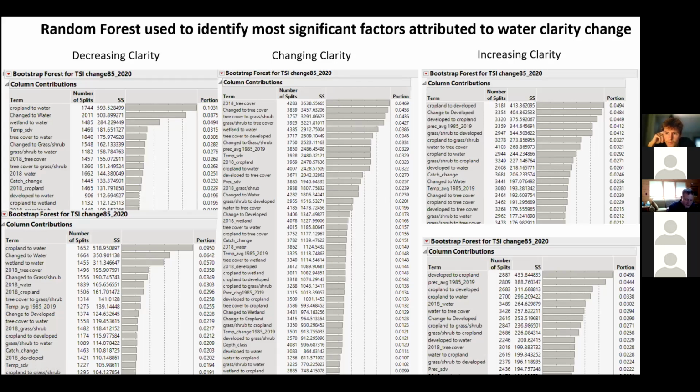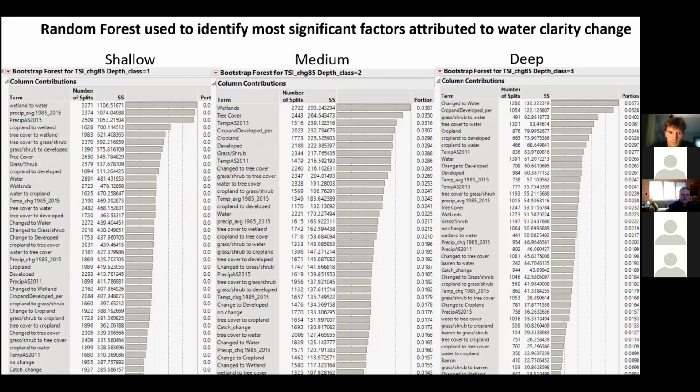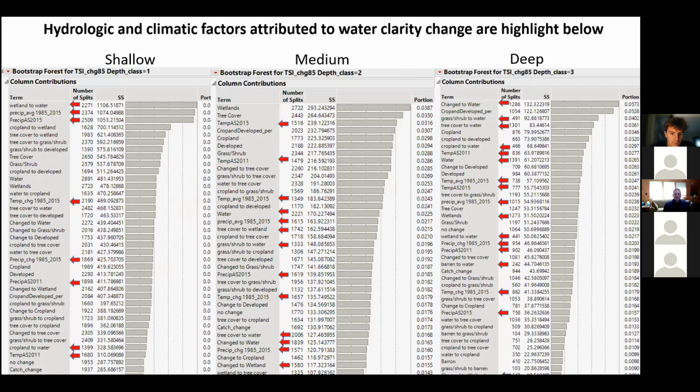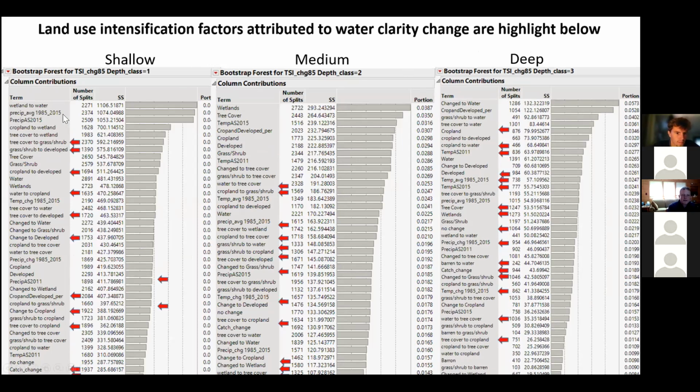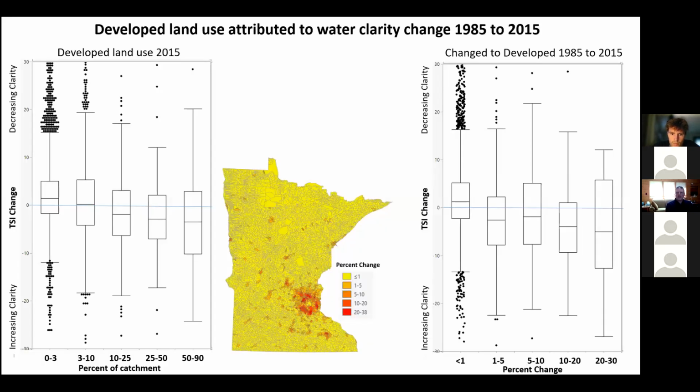I guess we're starting to do things right. Looking at shallow, medium, and deep lakes, the deep lakes act differently than the shallow, but a lot of the hydrologic and climatic changes are important, as well as the land use intensification factors. Both are interacting to impact our waters, and trying to figure out exactly what's going on is a challenging exercise.